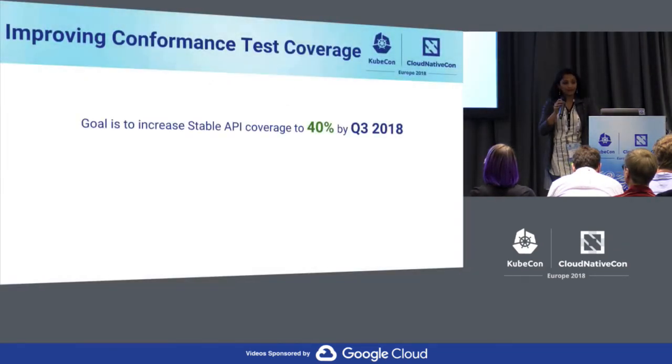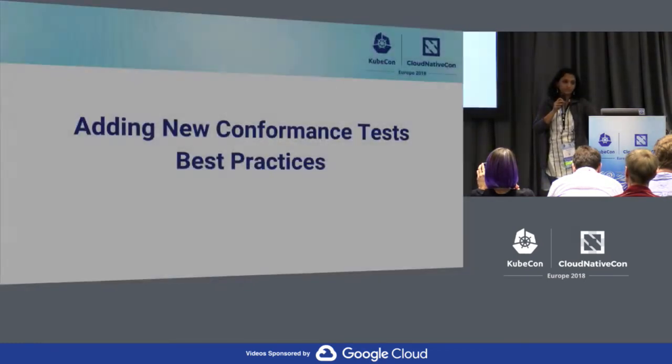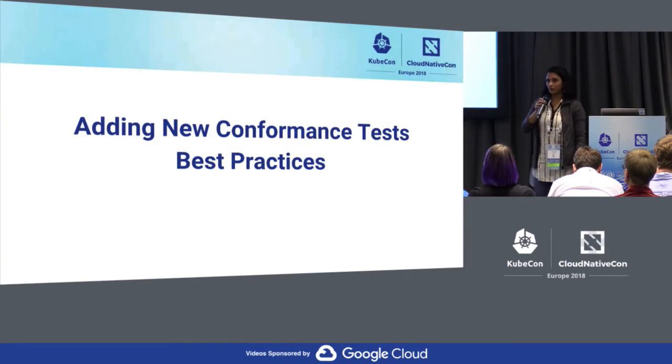And our goal is to increase this coverage by 40% in Q3, and for the top 3 APIs that will be identified using API Snoop or other API coverage tools, we want to drive that coverage to 80%. And Mithra will talk about how we plan to do this.